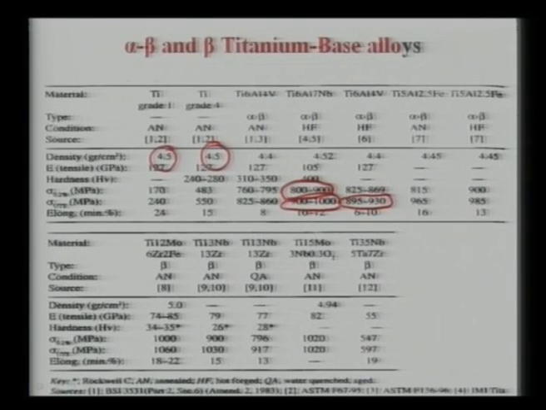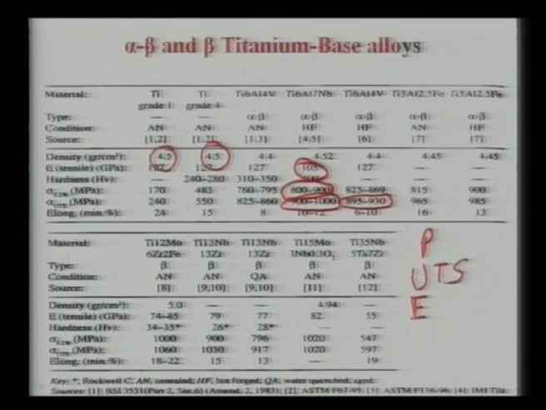Other factors is the elastic modulus. So one is the density of the titanium, one is the good UTS values, and third one is the elastic modulus. Now elastic modulus of steel, as we have seen earlier, is somewhere around 210 gigapascal, but elastic modulus of titanium is roughly around 100 or 105 or 110 gigapascal. So which is almost half of that of the steel based materials.